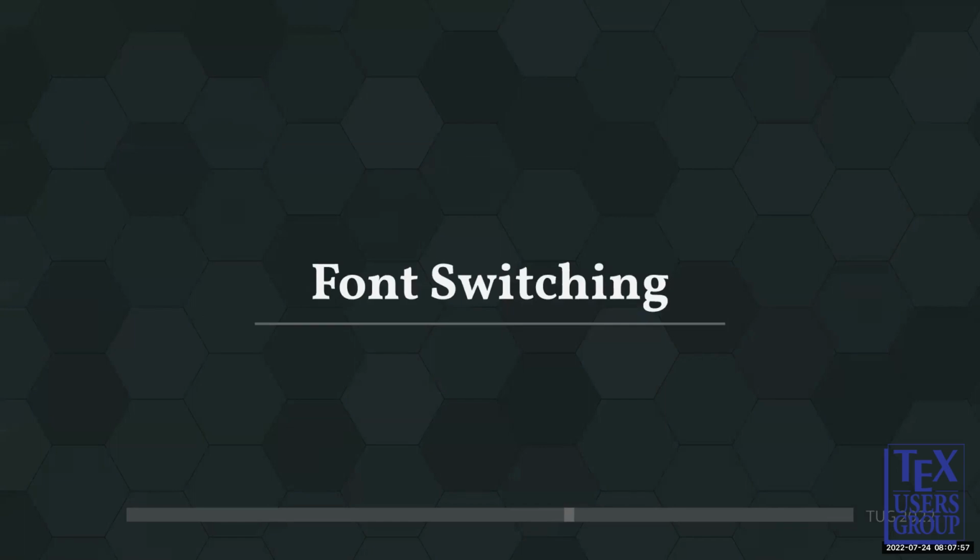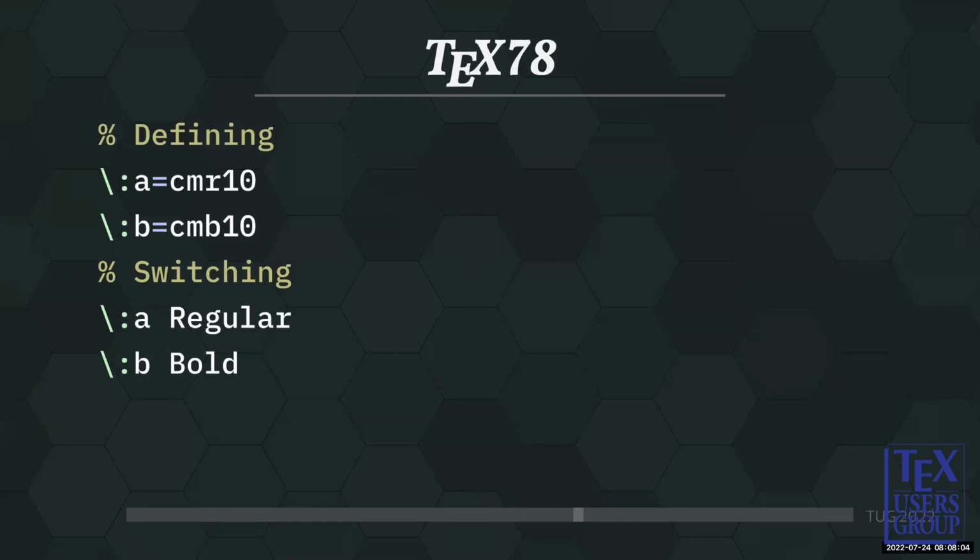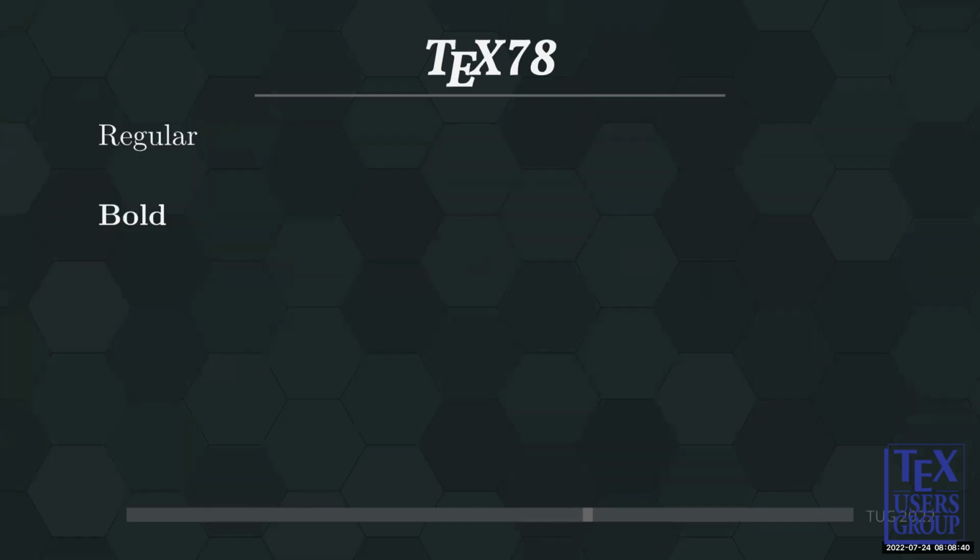All right, moving on to some font switching. This is where things get interesting between the engines. Back in TeX 78, it didn't have a font primitive. It instead had \:, which was very similar to the font primitive, but not quite. Instead of defining a control sequence name, you'd define a single character. To define Computer Modern Roman 10 and bold, you'd pick any letters you want, use the equal sign, assign the name, and then you've loaded the font. To switch between the fonts, you use the \: and then the letter, and now you've switched. That gives the expected output of regular and bold.